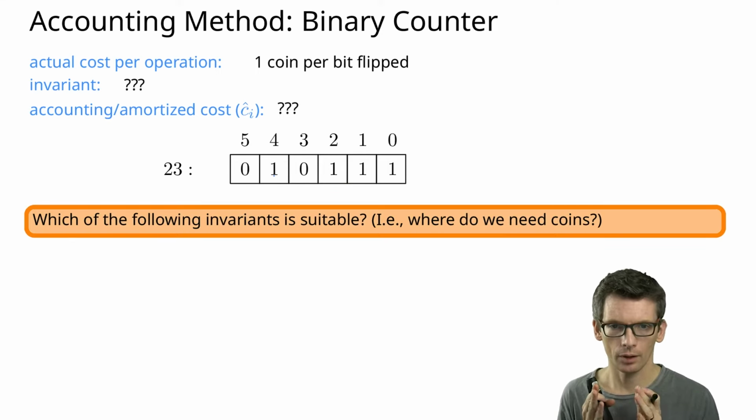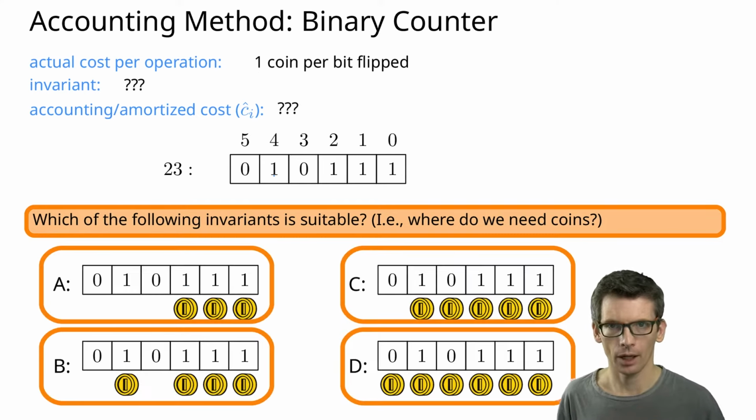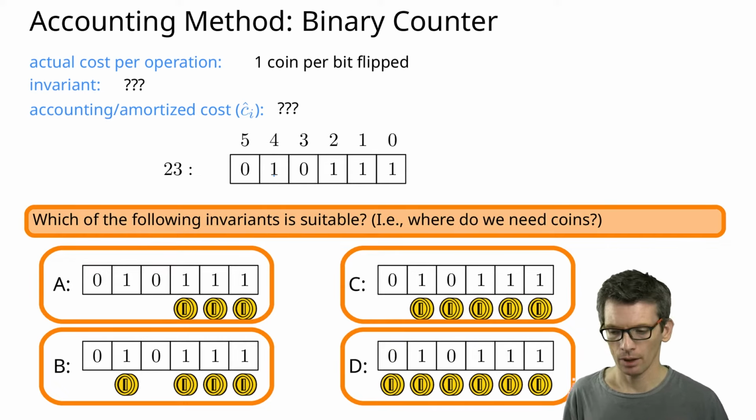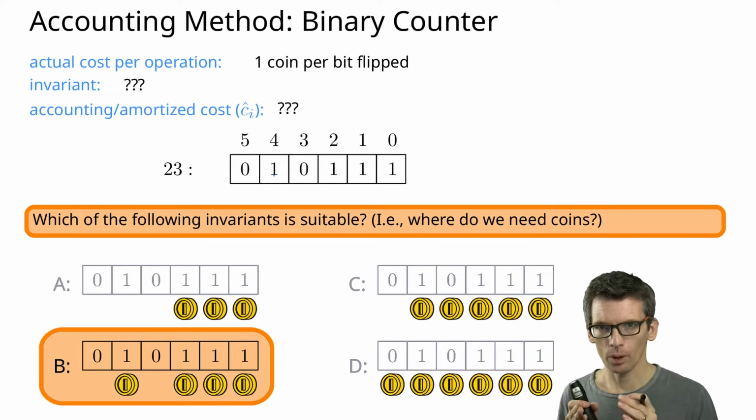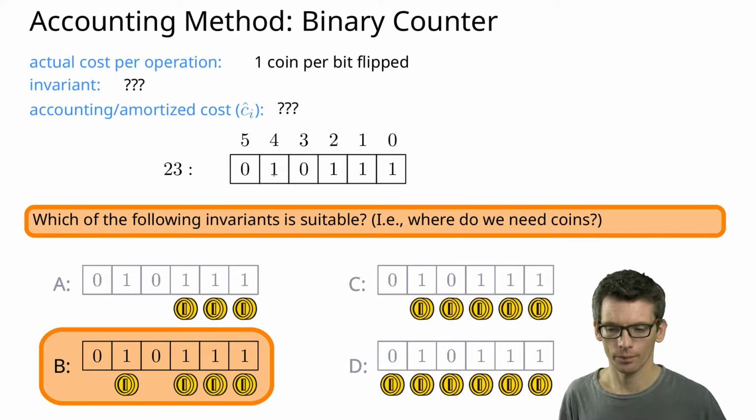If this is a number that I currently have, which of the following invariants is suitable? Where should I have coins lying in my data structure? Let's simply keep this visual. Is it A, B, C, or D? The correct answer here is B. So we will want to have 1 coin per value that is 1, per a_i that is 1.